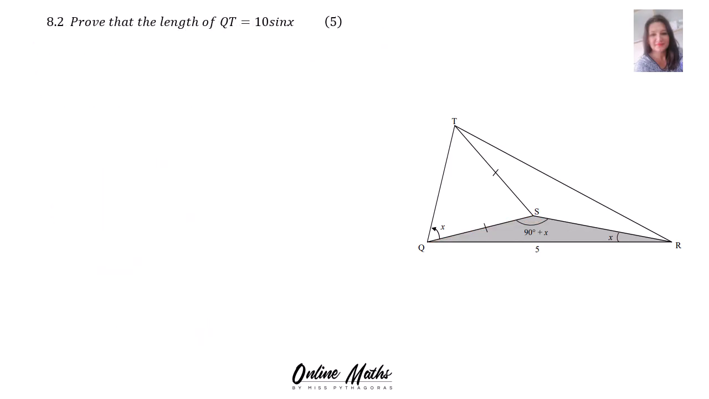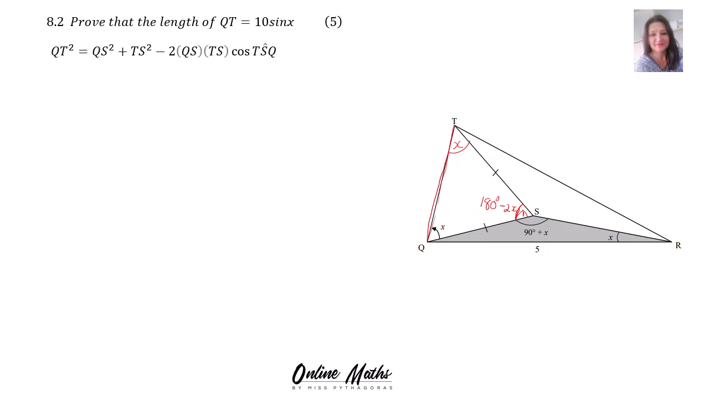8.2. Prove that the length of QT is 10 sin X. So we are looking for the length of QT. So it's very clear that we're going to work in triangle TSQ. What we know is that this angle is also X, since this is an isosceles triangle. And then this angle at S there, that is going to be 180 minus 2x, because the angles of a triangle add up to 180. And then since we have two sides and the included angle, we will be using the cosine rule.